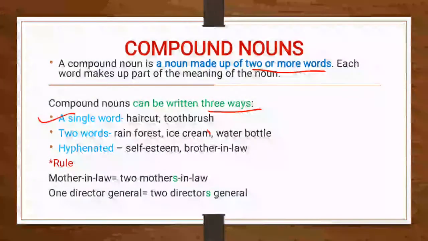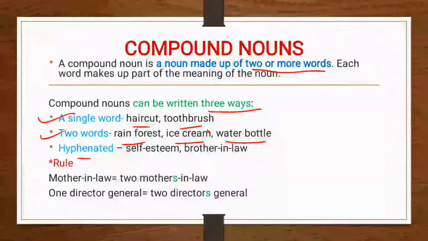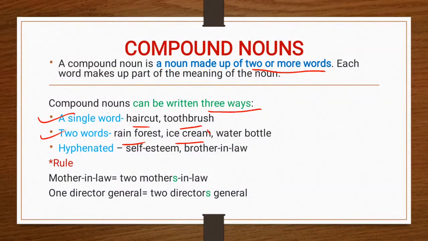A single word, like haircut, toothbrush, etc. Then a two-word compound noun: rainforest, ice cream, water bottle. And the third way is by using a hyphen: self-esteem, brother-in-law. And this is how we can write compound nouns in three different ways.